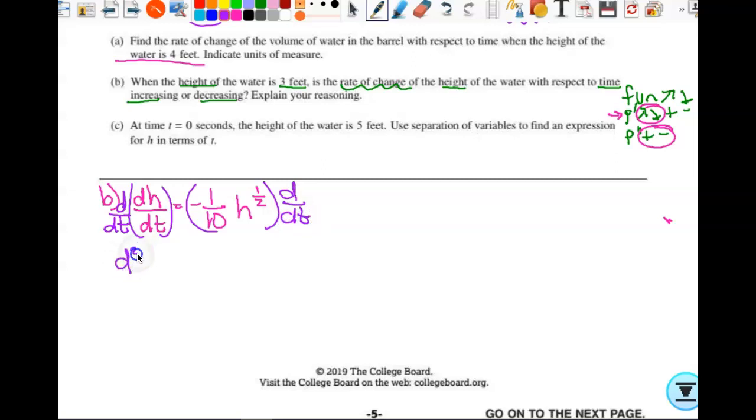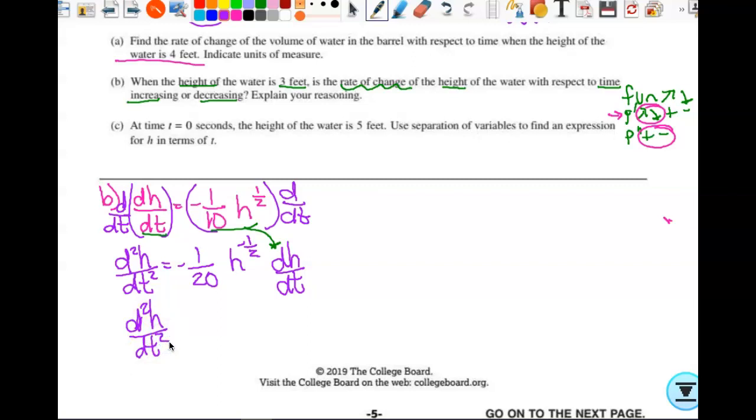So that means that the second derivative of h with respect to time is equal to, so I take 1/2 times negative 1/10, that becomes negative 1/20, right? Then I subtract 1 from the exponent, so this becomes h to the negative 1/2. And is that it? Good here. Okay. And then dh dt. Okay, we good? Am I done with my second derivative? No. We got to take this part, and put it in right there, right? So then that's going to give me the second derivative.